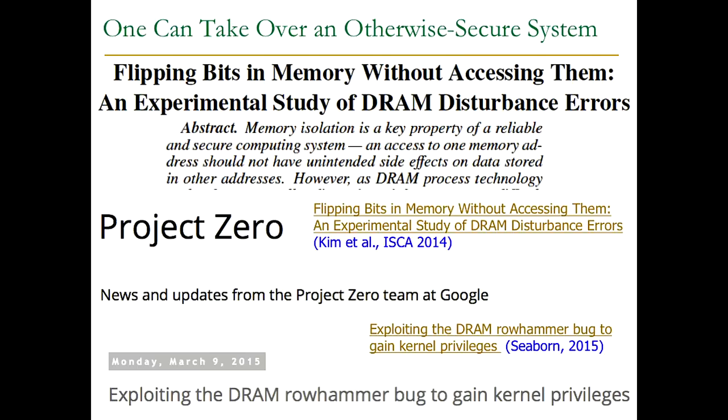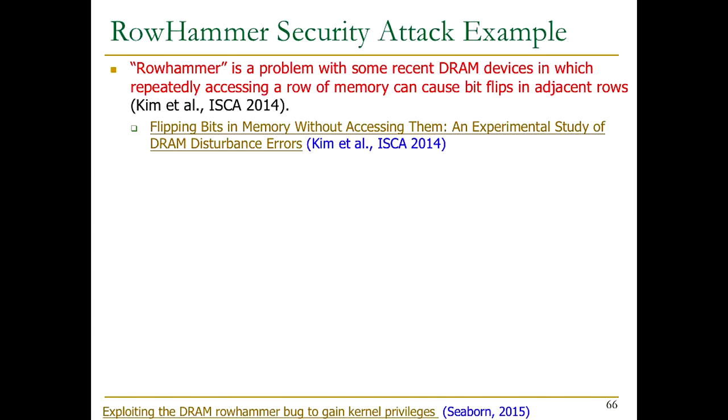What they did was they exploited this Rowhammer failure mechanism. They call it a bug. I like thinking about it as a failure mechanism. It's really a read disturbance. When you're doing a read, you're disturbing other cells. And they basically published what I copied over here, part of which.